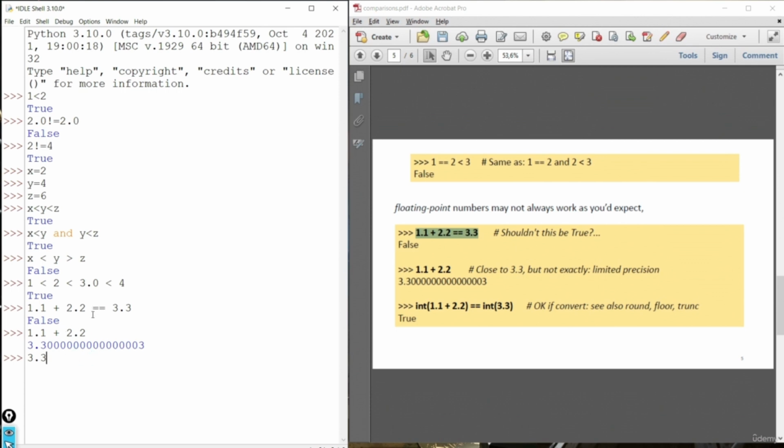Such a comparison result is false, but we cannot say that it is like this for every fractional number. Some fractional numbers may be represented exactly. For instance, 2.5 plus 2.5. Let's say that that is equal to 5.